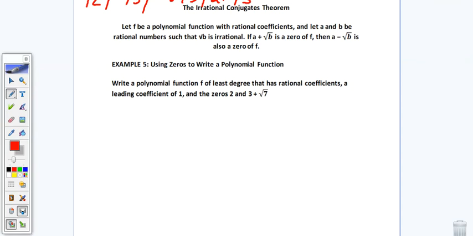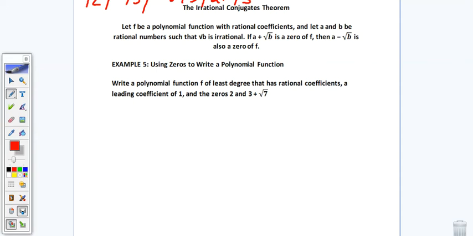This is called not the rational root theorem, but the irrational conjugates theorem. If I had x plus 7, what's the conjugate of x plus 7? X minus 7. So here's what this says up here. It says let f be a polynomial function with rational coefficients, and let a and b be rational numbers such that the square root of b is irrational. It says if a plus the square root of b is a 0 of f, then a minus the square root of b is also another 0.